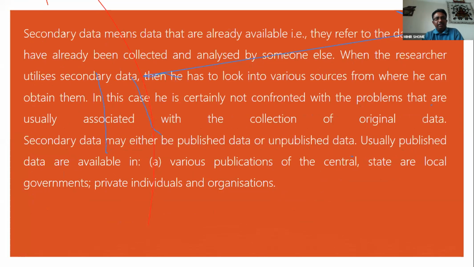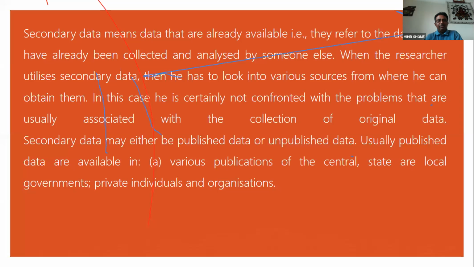Then secondary data means data that are already available, that is, data which have already been collected and analyzed by someone else. When the researcher utilizes secondary data, he or she has to look into various sources from where he or she can obtain them.